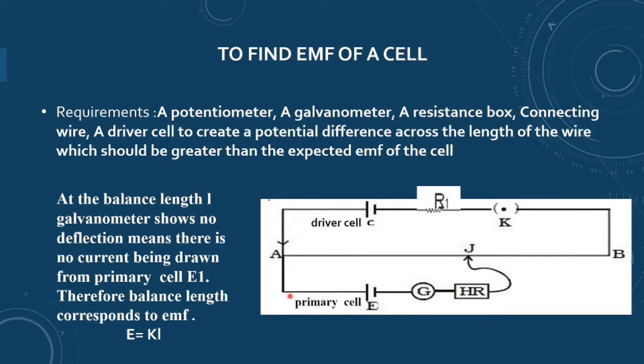As I have discussed with you, I can have the primary cells which are non-rechargeable cells, like your dry cell you are using in torches. That is also a primary cell. Basically that is a Leclanche cell, modified form of the Leclanche cell. So we will be discussing about the cells also in detail in the coming lectures.